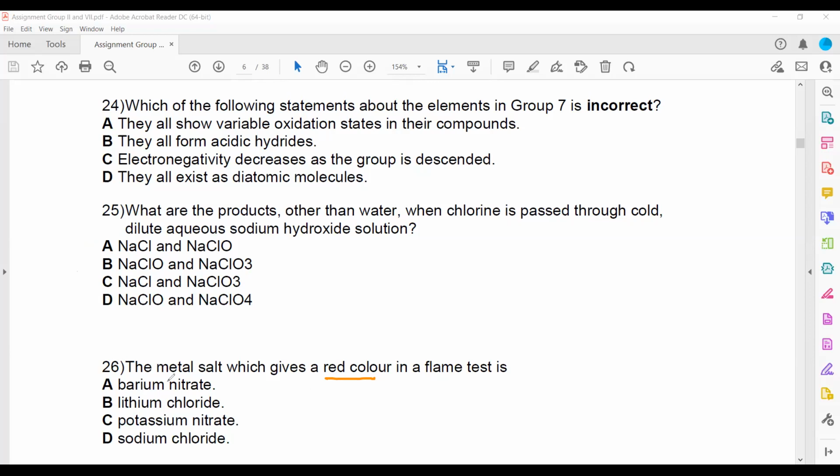So barium is there, which is apple green, potassium is there, lilac, sodium is there, yellow. So we have lithium will give us the red color, because this won't make a difference. The element, the metal, is responsible for the flame color. So barium will give apple green, lithium will give red, potassium will give us a lilac color, whereas sodium will be yellow.